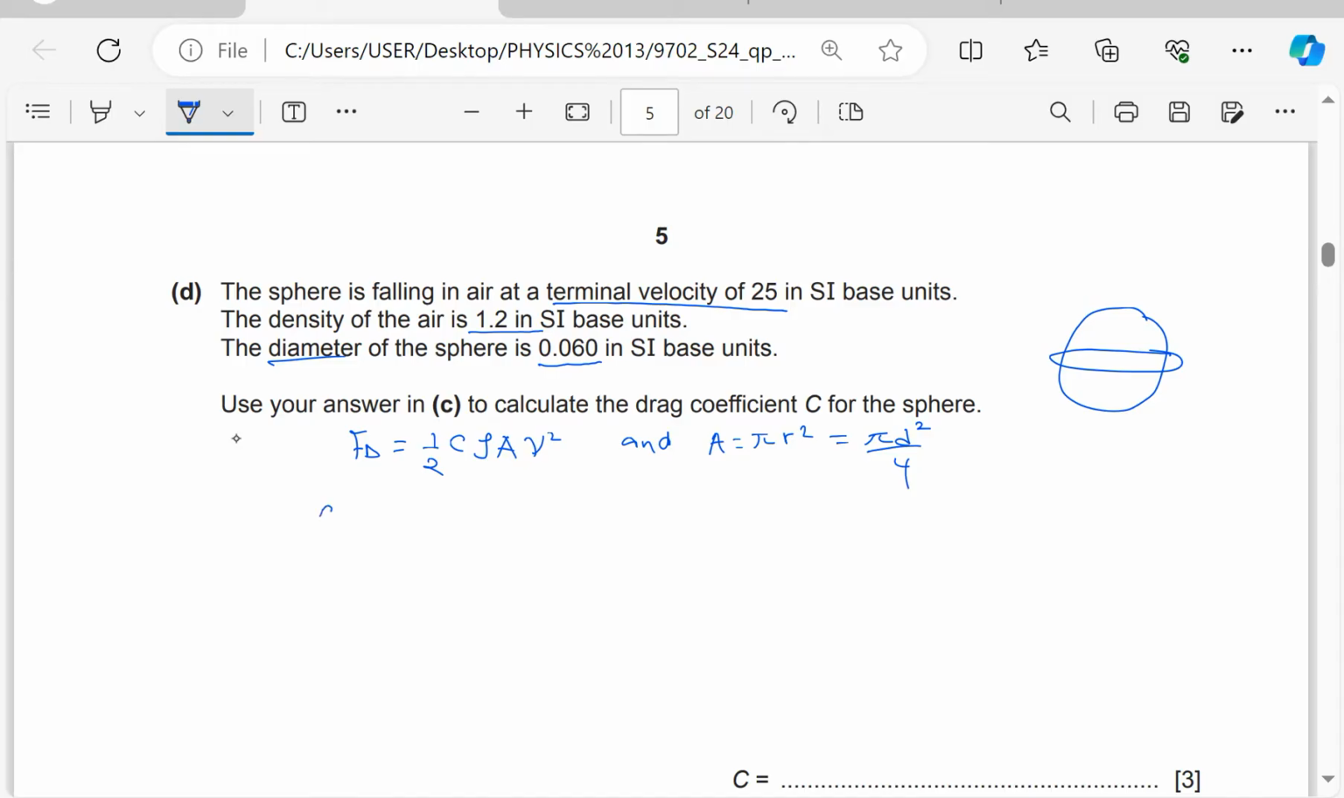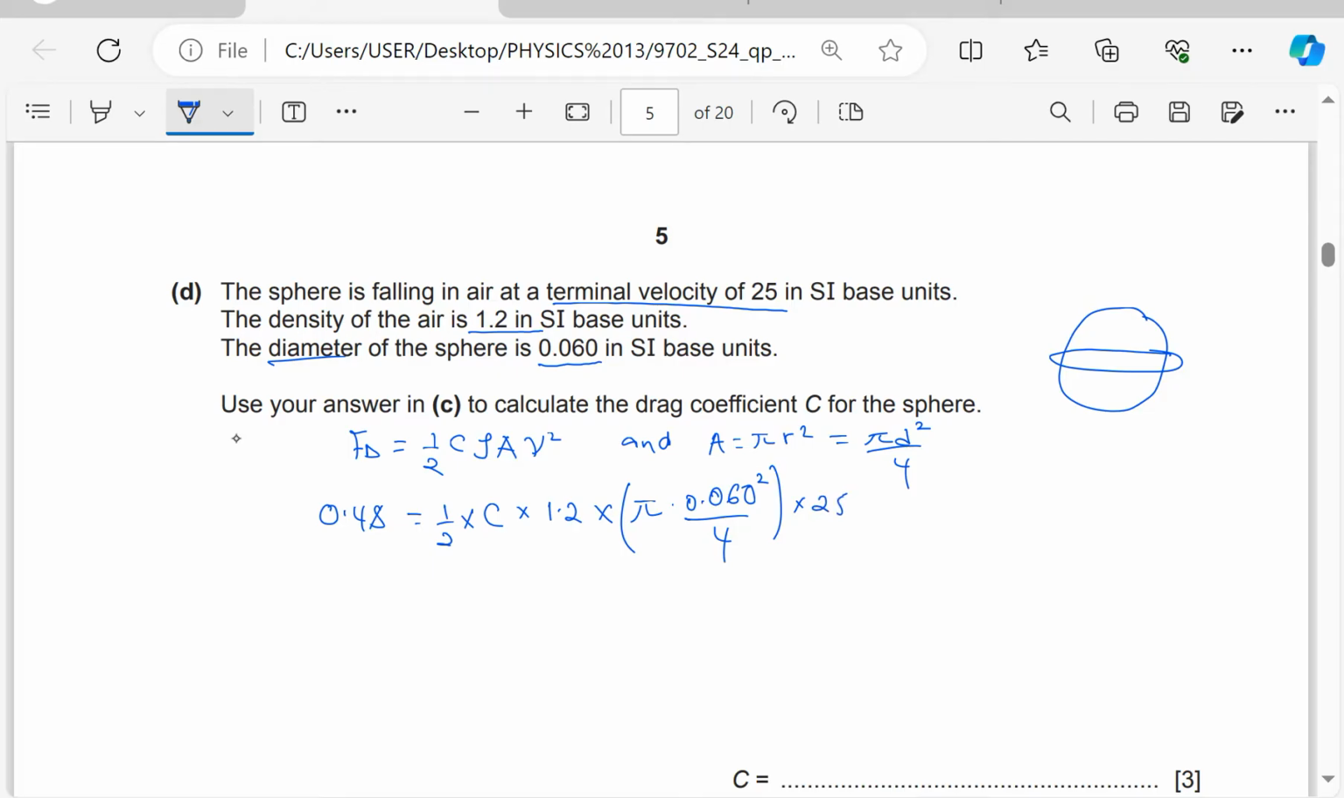So the drag force is 0.48. You could use 0.481, which is equal to a half times c. Remember, we want to find the c, so I'll put times c here. The density of air is 1.2. The area is going to be pi times d, which is 0.060 squared divided by 4. So this is the area. Then times v, which is 25.